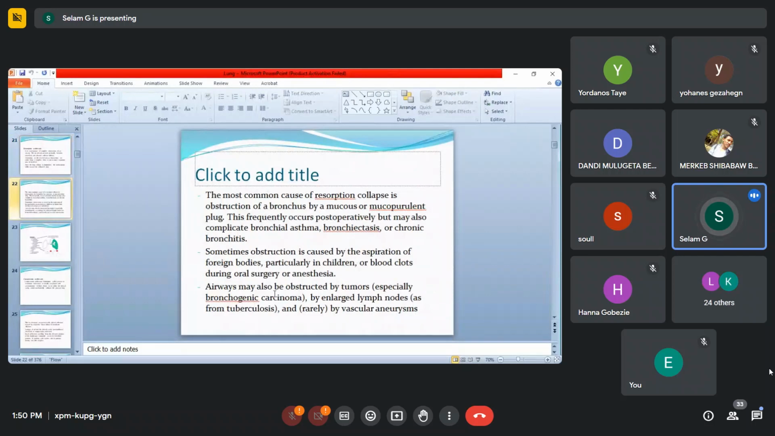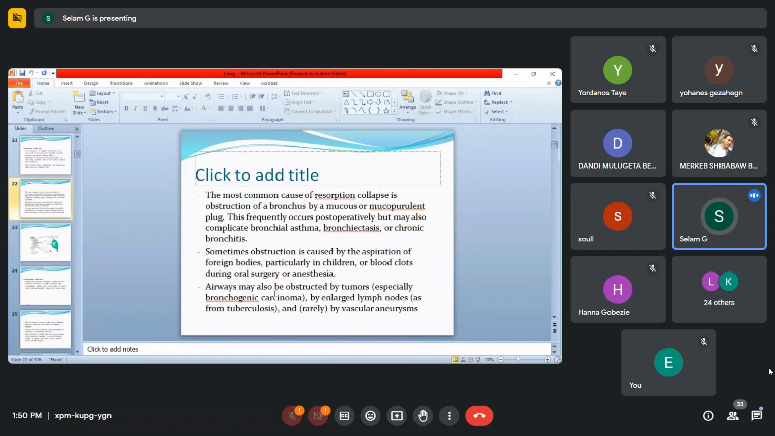The most common cause of resorption collapse is obstruction of a bronchus by a mucus or mucopurulent plaque, and this frequently occurs post-operatively but may also complicate bronchial asthma, bronchiectasis, or chronic bronchitis, diseases usually incriminated in the production of high mucus due to their pathophysiologic nature.